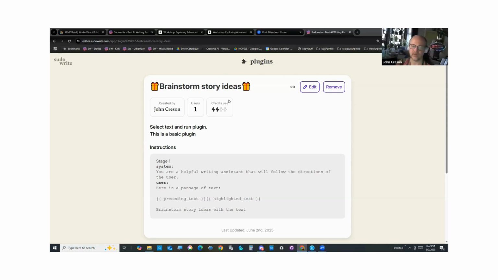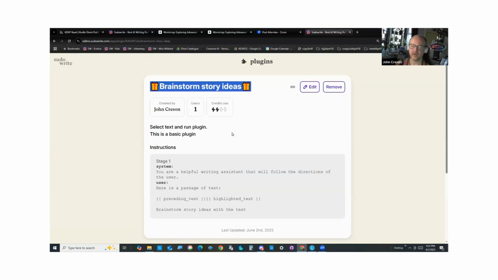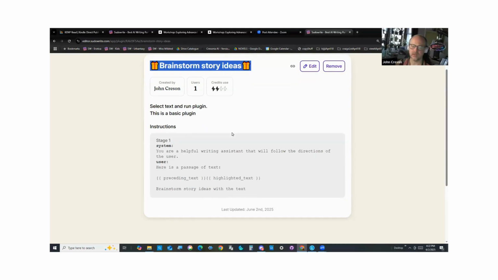So here's my brainstorm story idea thing. I gave you guys the link. I'm going to copy that again because I'm going to make another iteration on this, but I want to make it a little different. You see that the instructions say preceding text and highlighted text. So maybe I don't actually want the highlighted text, just the preceding text. In order to do that, I'm going to have to go to an advanced plugin.